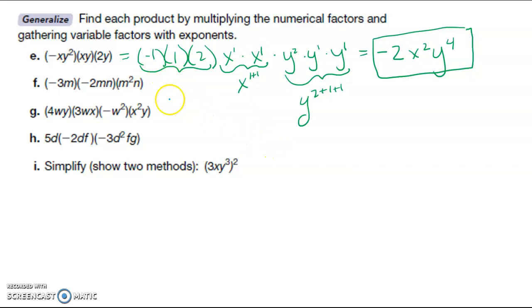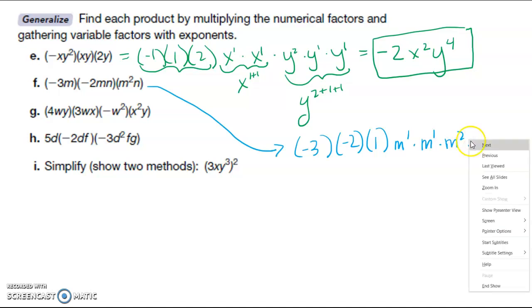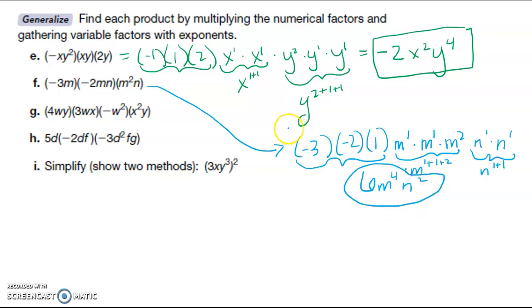I may have to erase at some point, but let me do F over here. So I have negative 3 times negative 2 times 1 times m to the 1, m to the 1, m to the 2, that's all my m's, times n to the 1 times n to the 1. So negative 3 times negative 2 is positive 6. And then I have m, 1 plus 1 plus 2, which is m to the 4th, and then I have n squared, n to the 1 plus 1. So this is my answer to F.